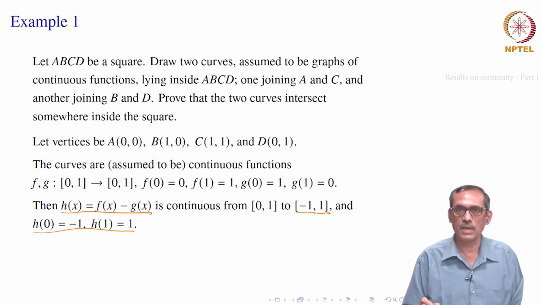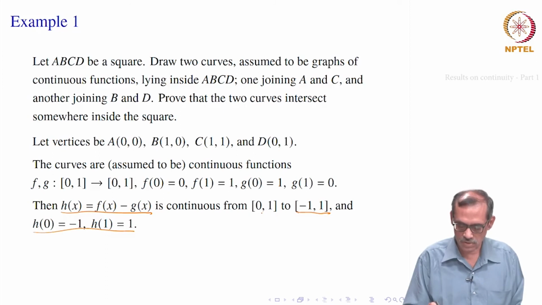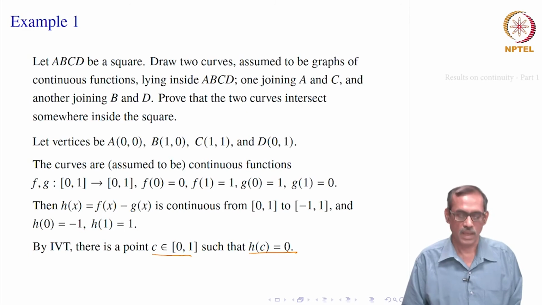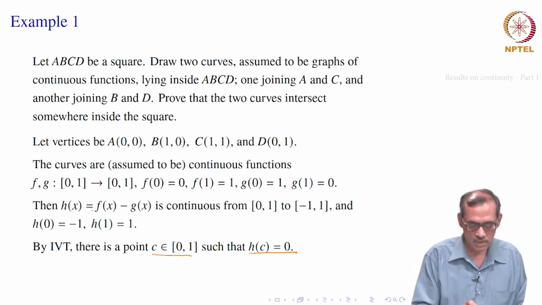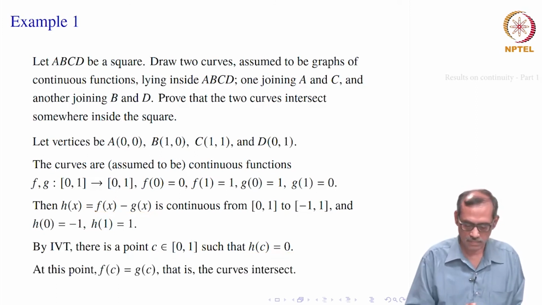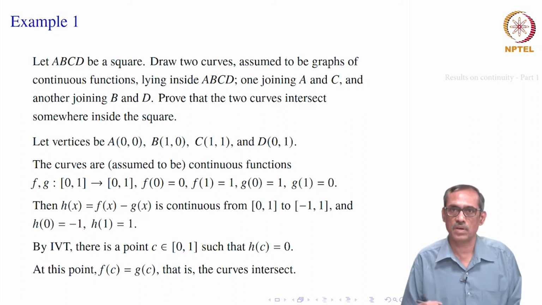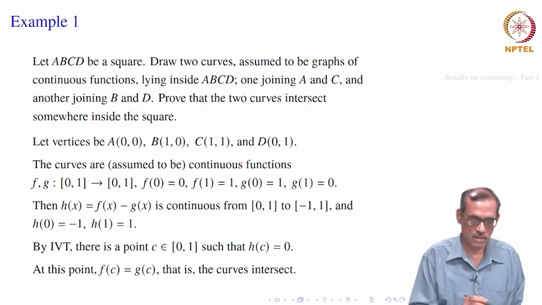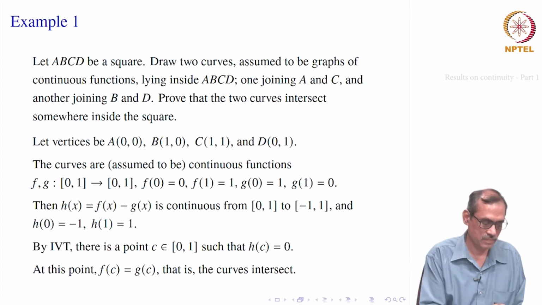Between minus 1 to 1, 0 lies. So, there is one number x such that h of x equal to 0, right. So, there is a point c such that h of c equal to 0. And what is the meaning of h of c? It is really f c minus g c. So, f c minus g c equal to 0 or f c equal to g c, and that is the meaning of the curves intersect. Okay. So, this is an application of intermediate value theorem.